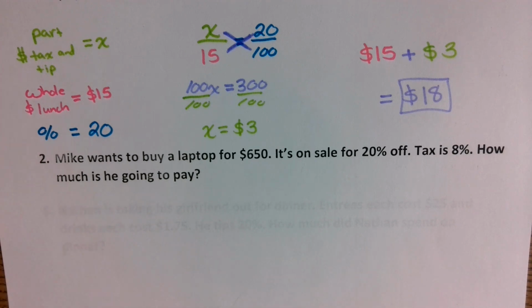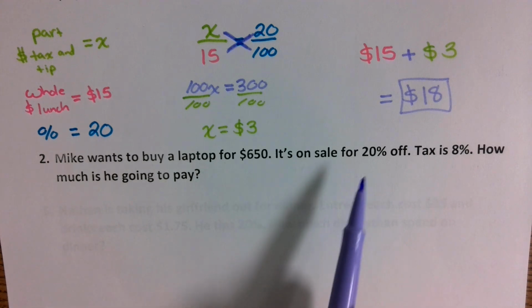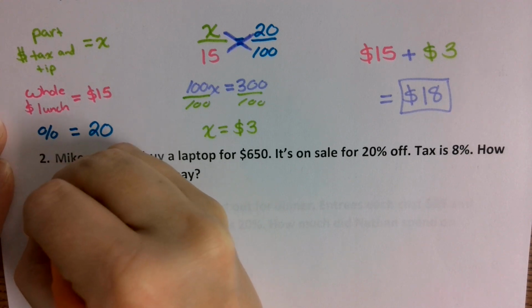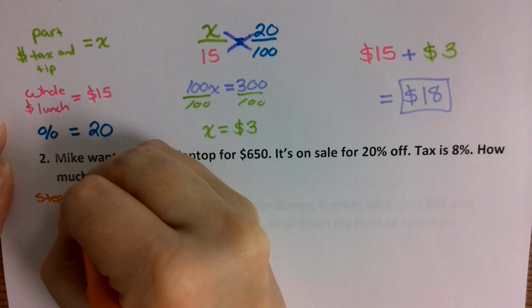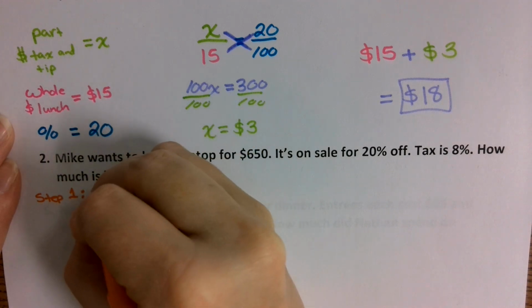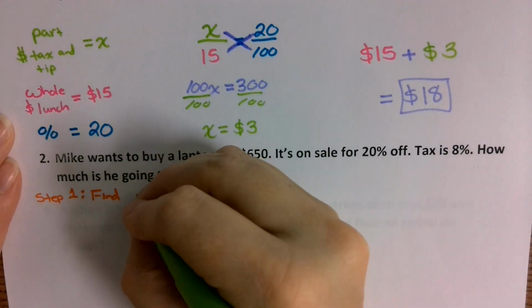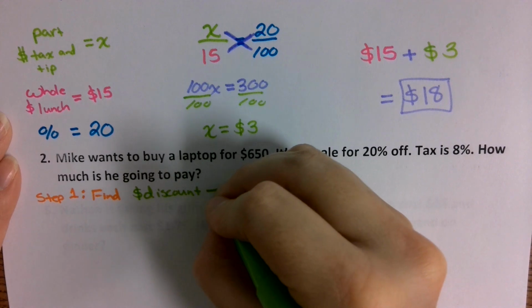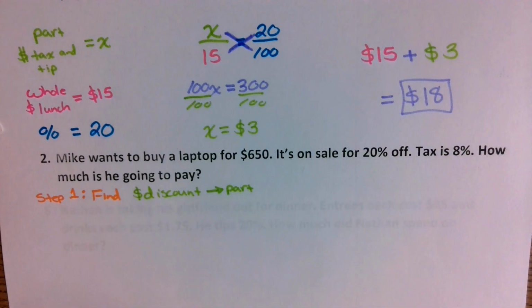All right, problem 2. Mike wants to buy a laptop for $650. It's on sale for 20% off, and then the tax is 8%. How much is he going to pay? So this is going to be multiple steps, so I'm going to break it down step by step. Step 1. For step 1, you need to find the money amount for your discount, which represents your part.